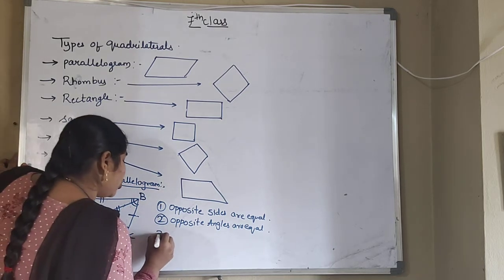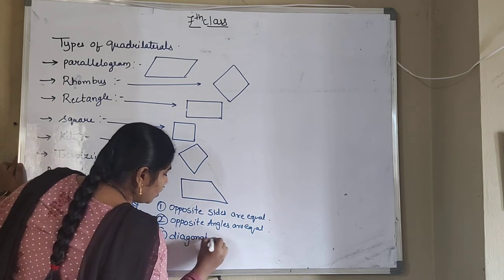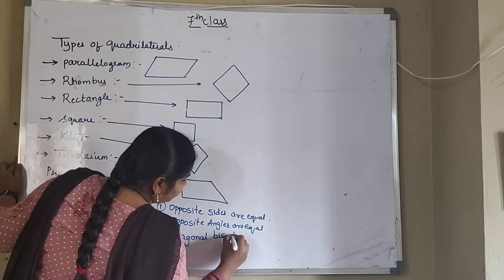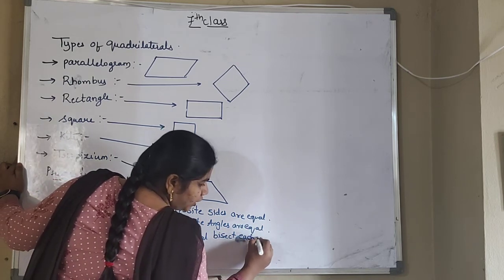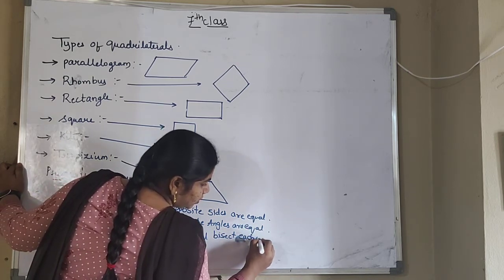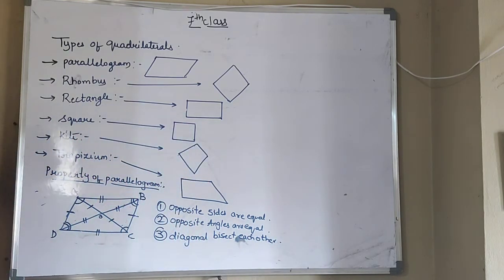So what is the third property here? Diagonals bisect each other. So how many properties are there? Three properties are there for this parallelogram.